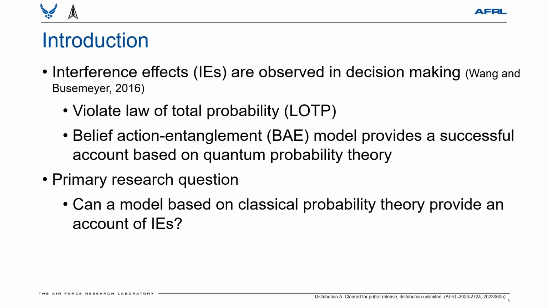We'll be discussing a phenomenon called the interference effect, which has been observed in decision-making. Interference effects violate the law of total probability, which is a law in classical probability theory, or CPT. Wang and Busemeyer 2016 proposed a model based on quantum probability theory, or QPT, called the Belief Action Entanglement Model, or BAE, to account for this violation of CPT. They showed that the BAE provides a better account of interference effects compared to several competing models based on CPT.